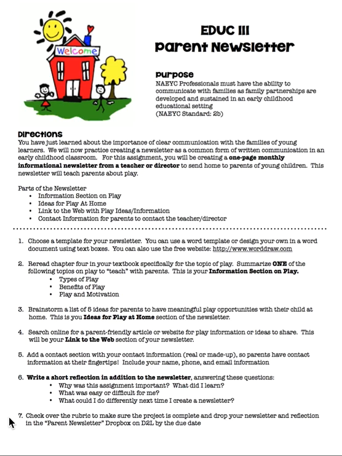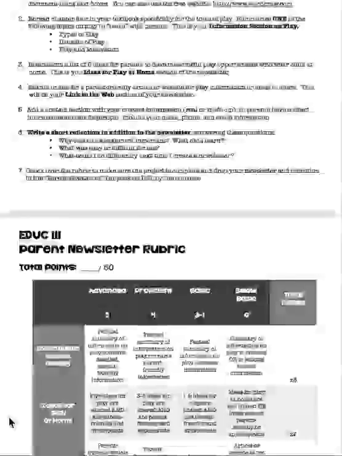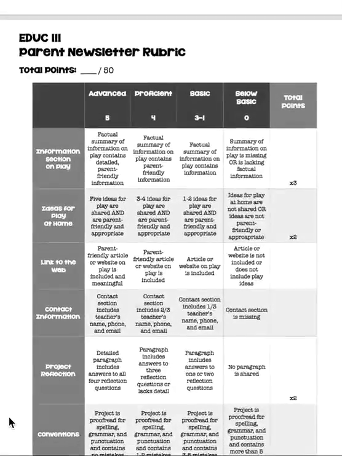Step 7 is to look at the rubric below and make sure your project is complete. Then you're going to Dropbox your newsletter and the reflection paragraph in the Dropbox on D2L by the due date. Here's the rubric you'll be working off of.